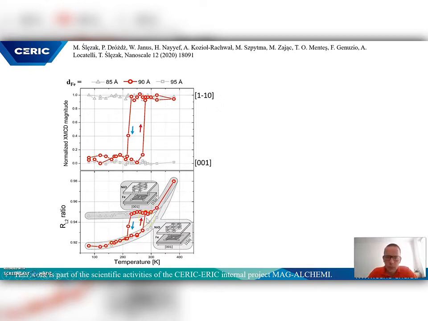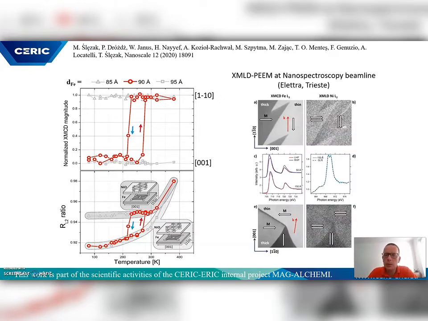And one may ask, what about magnetic domains in the system? So we made use of X-ray photoemission electron microscopy with the help of Professor Locatelli's group.